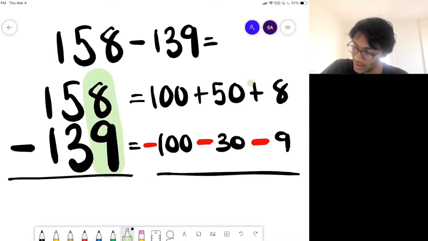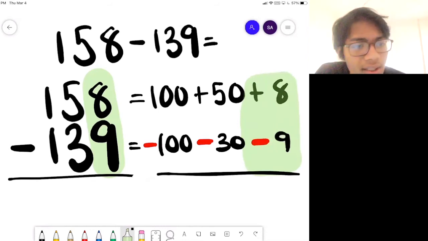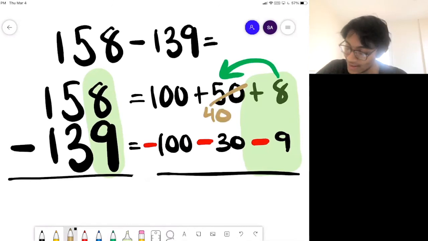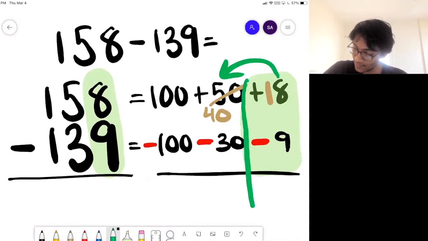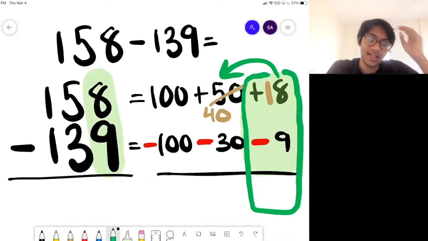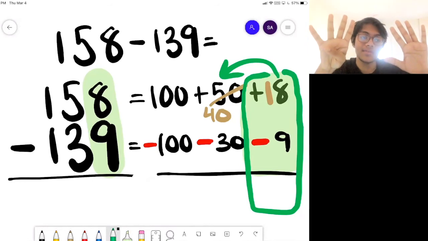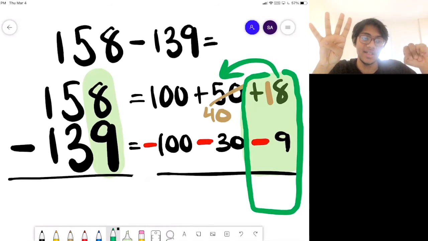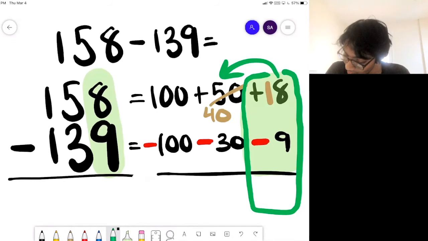So my first column here is 8 minus 9. But 8 is again smaller than 9. So how am I gonna do this? Well, 8 is gonna ask his rich neighbor 50. 50 is gonna drop by 10, so 50 will go to 40 and give that 10 to 8. So 8 becomes 18. Now I can do 18 minus 9. Can you think what 18 minus 9 is? Well, I got 18 in my head. I put up 9 fingers. So count down: 18, 17, 16, 15, 14, 13, 12, 11, 10, 9. So 18 minus 9 is 9.